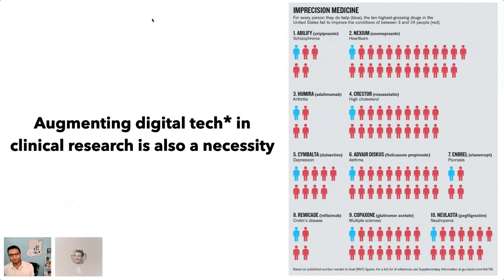It's also super important, as far as I'm concerned, to have digital technology augment clinical research. And the point is, it is not working. This picture is taken from a recent publication. There's a citation, oh, it's right there at the end. The top 10 drugs that are prescribed in the US, the majority of them don't work for a majority of people. If you take the case of number 5, which is Cymbalta, an antidepressant, it only works for 1 out of 9 people. Is that the kind of precision medicine we want? Probably not.